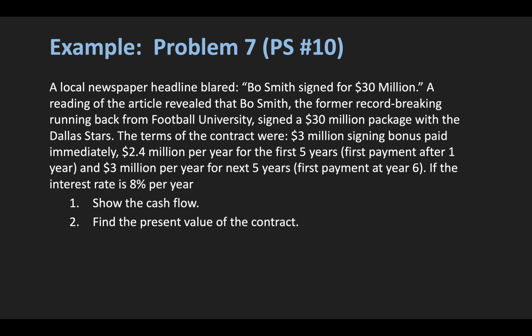First payment will happen at the end of 1 year. And $3 million per year for the next 5 years. So our first payment will come at year 6. If the interest rate is 8% per year, let's do two things. One, calculate the cash flow, show the cash flow here. And two, find the present value of the contract.